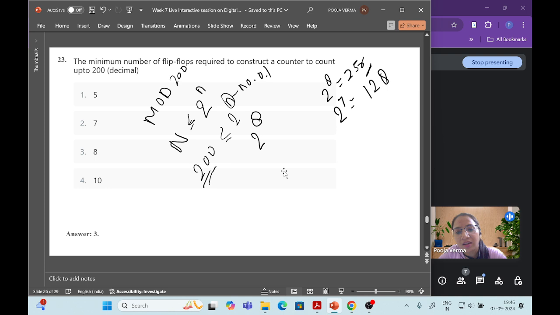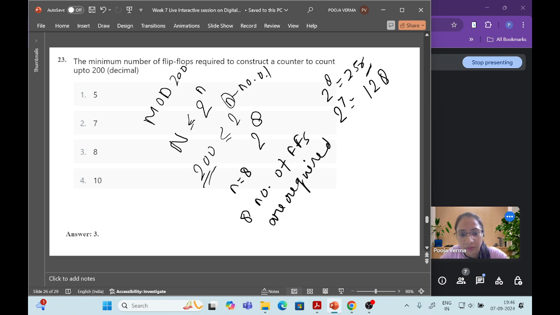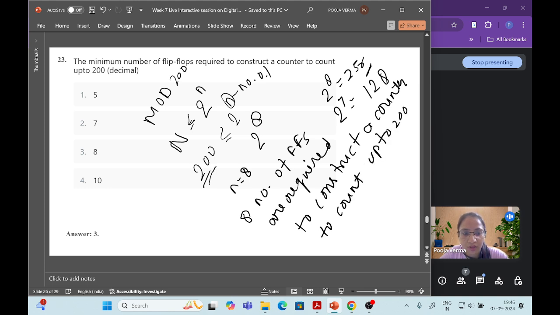So n is equal to 8. That means 8 flip-flops are required to construct a counter to count up to 200. Okay, so option 3 is the correct answer for this question.